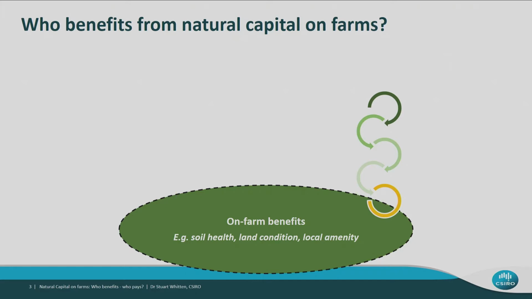So how might we think about this? On farm, many of the services simply are retained on farm. So we're talking here about soil health, pasture condition, things like that. But they're not all monetary or production benefits. It's well known, and there are plenty of studies showing, the value of local amenity on farms. In fact, one of the key reasons many farmers say they enjoy being farmers has more to do with the amenity and the lifestyle than the production per se.